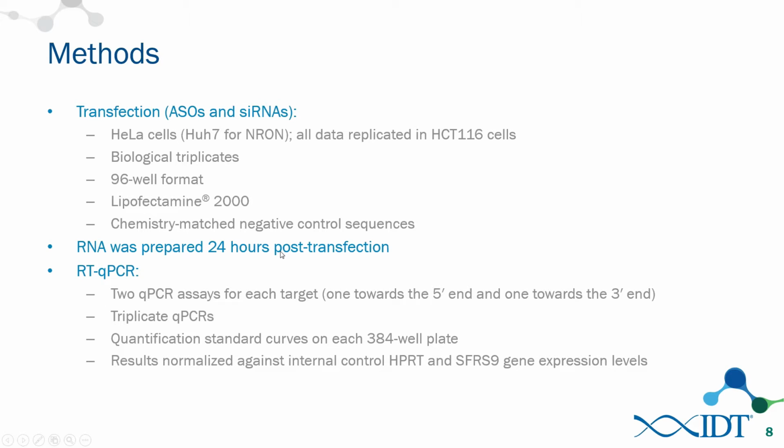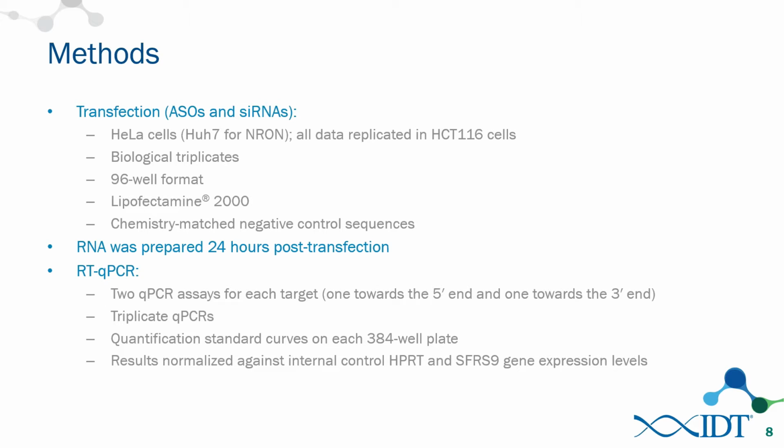The transfections were done in both HeLa cells and in the HCT116 cell line, and the data were seen to be concordant between the 2 cell lines. All of the images that you see today were performed in HeLa cells, with the exception of NRON, which is one of our cytoplasmic targets. These were performed in Huh7 cells because it was lowly expressed in HeLa cells. All of the transfections were done in biological triplicates in 96-well format using Lipofectamine 2000.